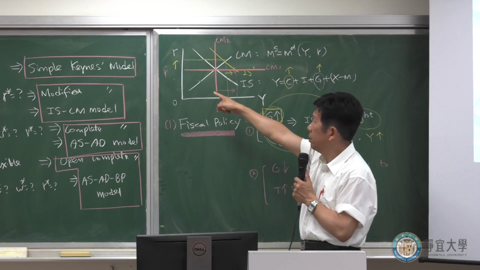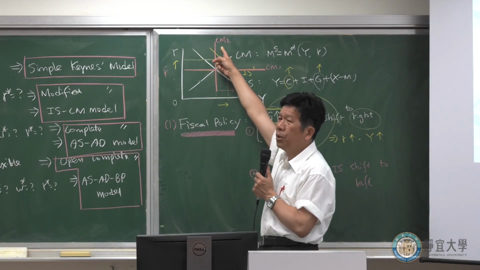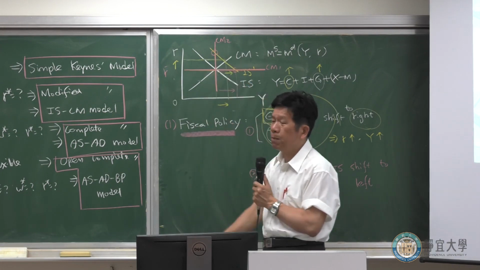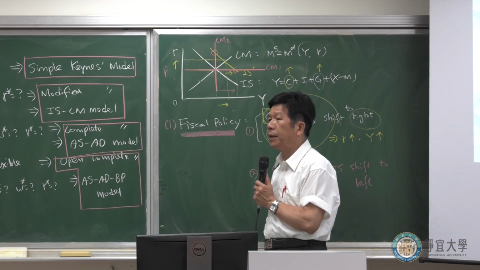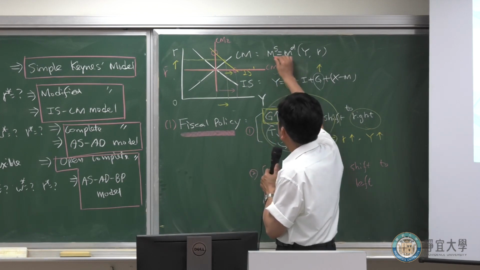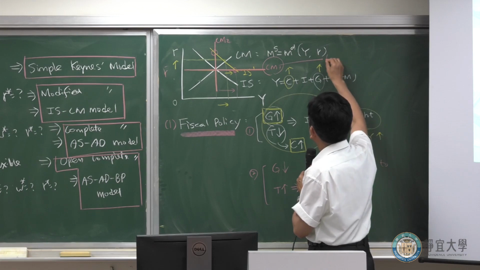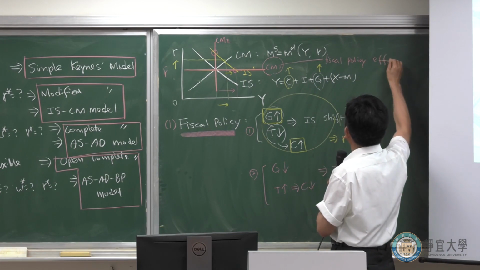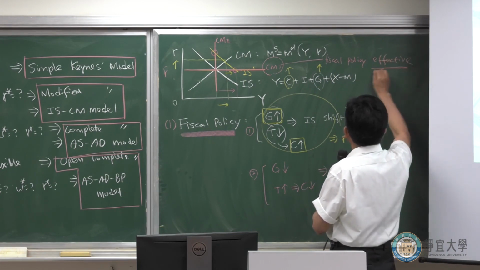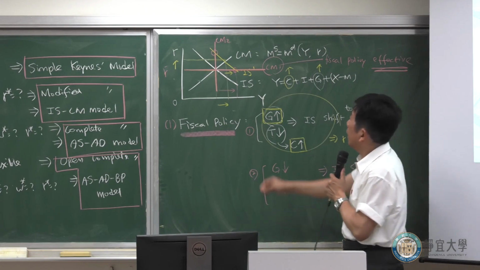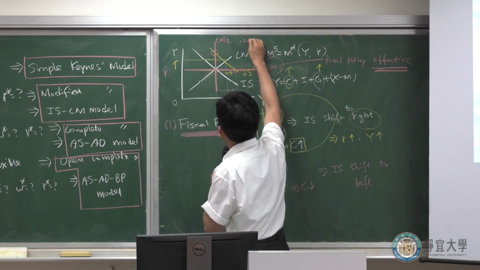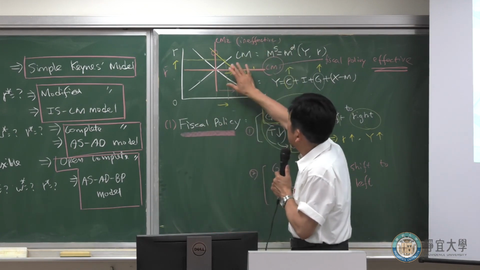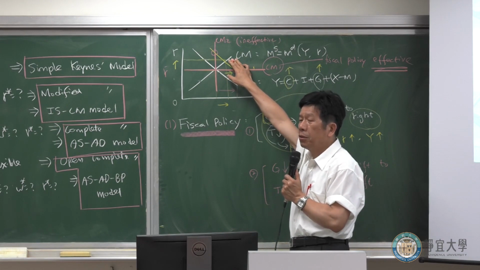But in the other situation, on LM2, if the government's fiscal policy is ineffective, this situation represents fiscal policy effective, and this represents ineffective. And this situation we call the normal situation.